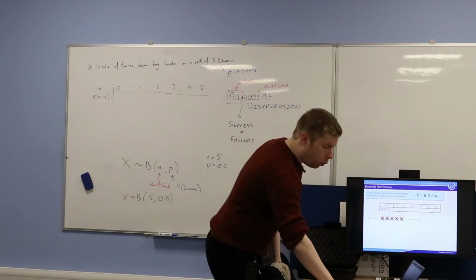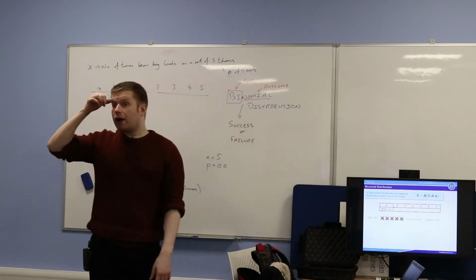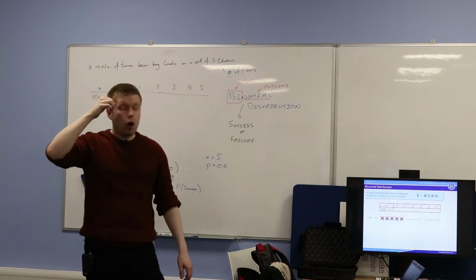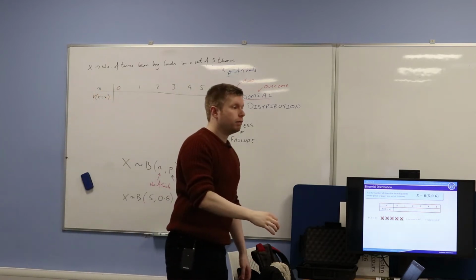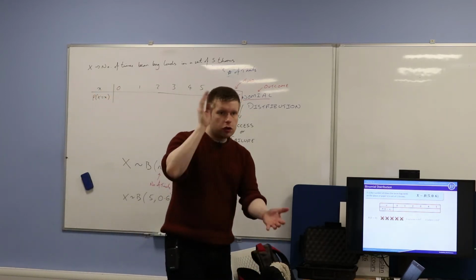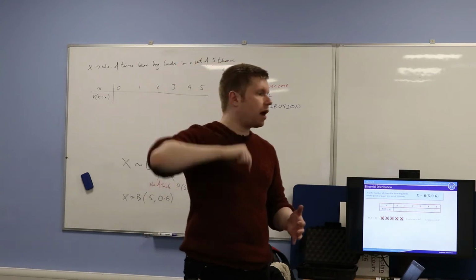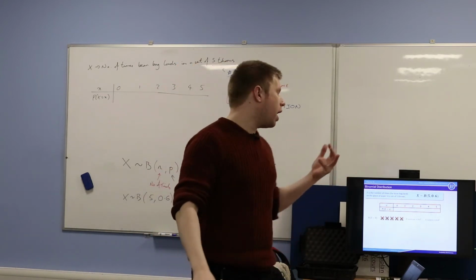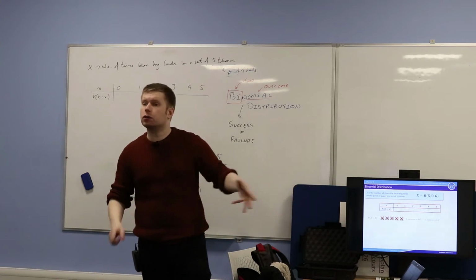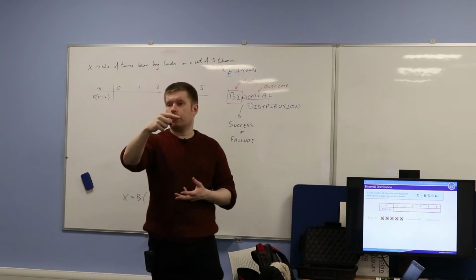Okay. But then I'm also doing then all 5 failures. So it'll be 0.4 to the power of 5. Is that clear? So no successes, in other words, 0.6 to the power of 0. And every single one is going to be a failure. So it's 0.4 to the power of 5. Okay?